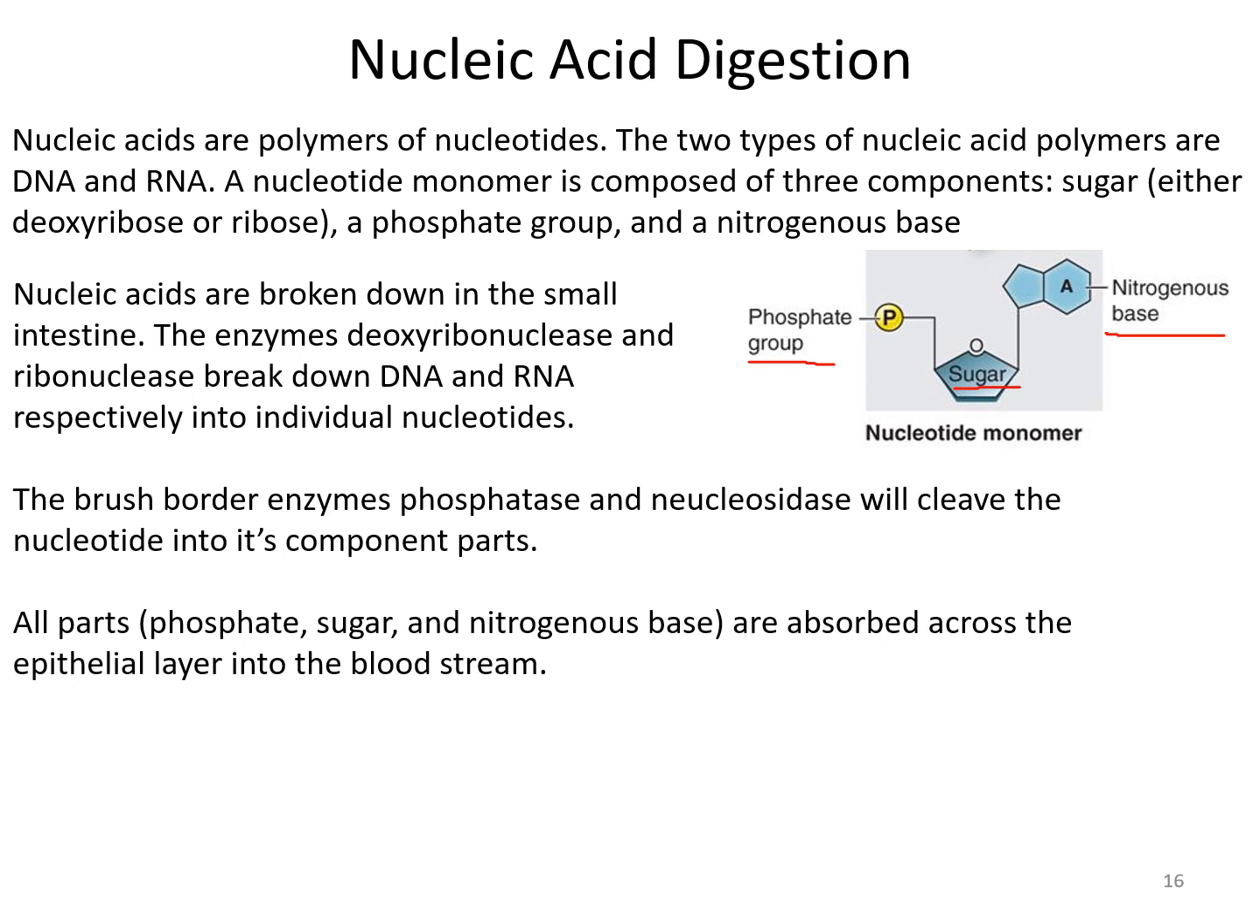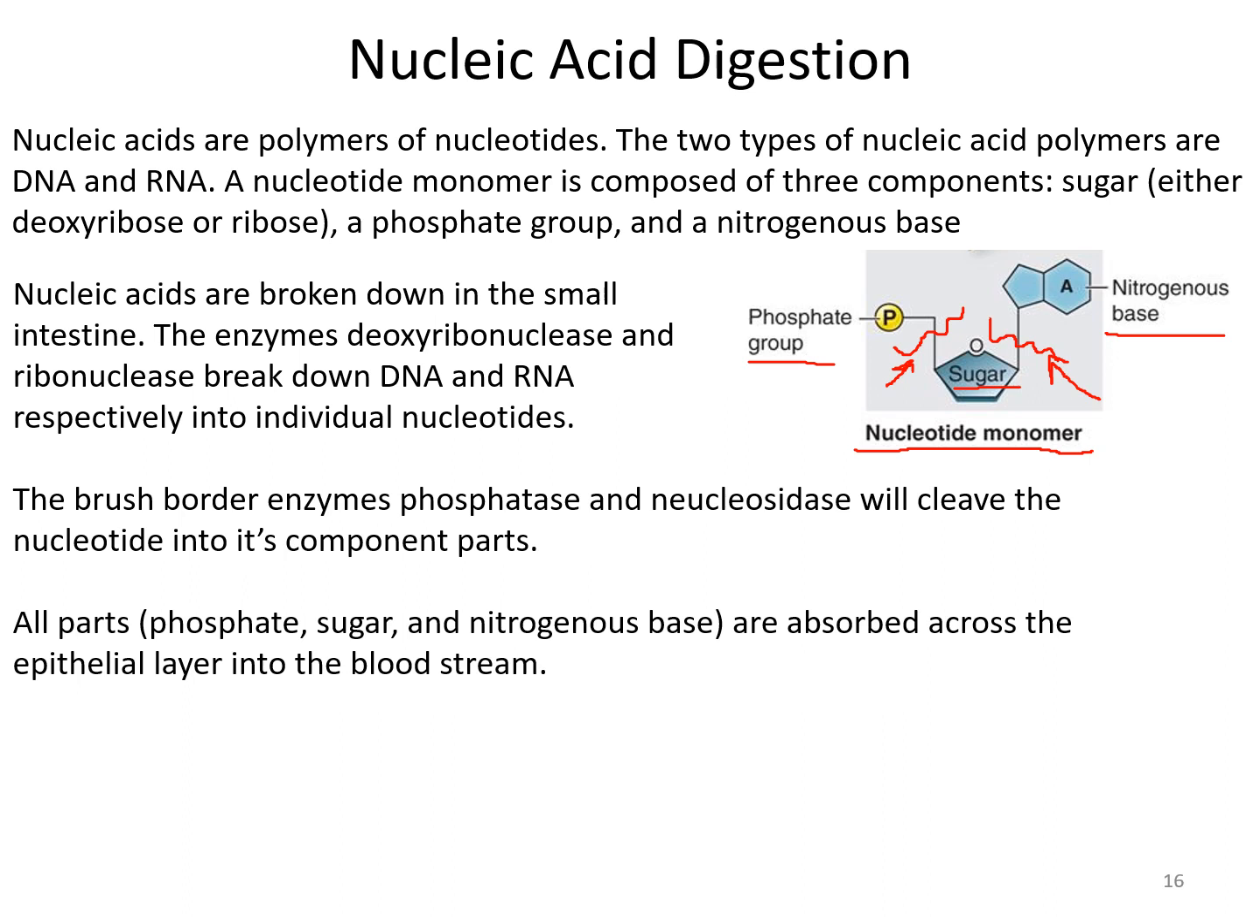So we need to break down the long chain of nucleic acids into individual nucleotides, which this whole structure right here is a nucleotide. And then further, we're going to break the bonds between the component parts for complete digestion. The enzyme deoxyribonuclease breaks down DNA, and ribonuclease breaks down RNA into their individual nucleotides. And then we've got brush border enzymes: phosphatase, that's going to break this bond, and nucleosidase, that's going to break that bond, so that we get all of the component parts.